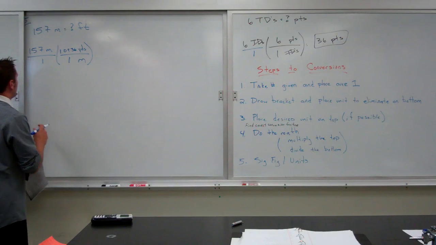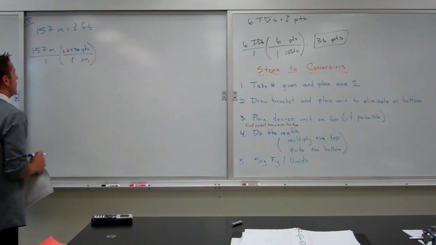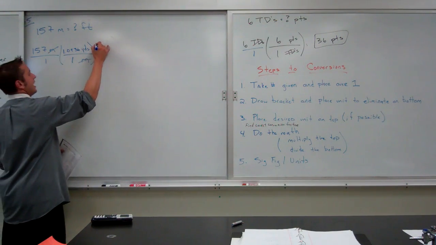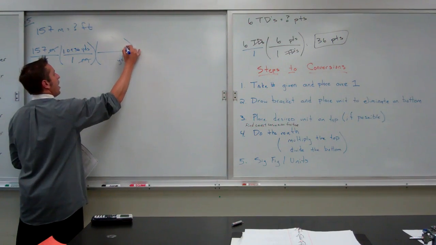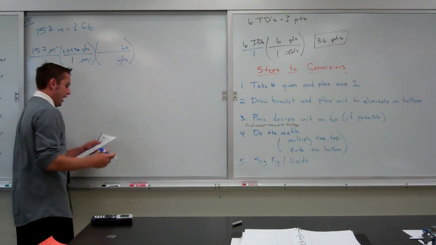1.0936 is with yards. And then in a second bracket, we'll try again. This time, I'll put yards on the bottom. I'll put feet on top.